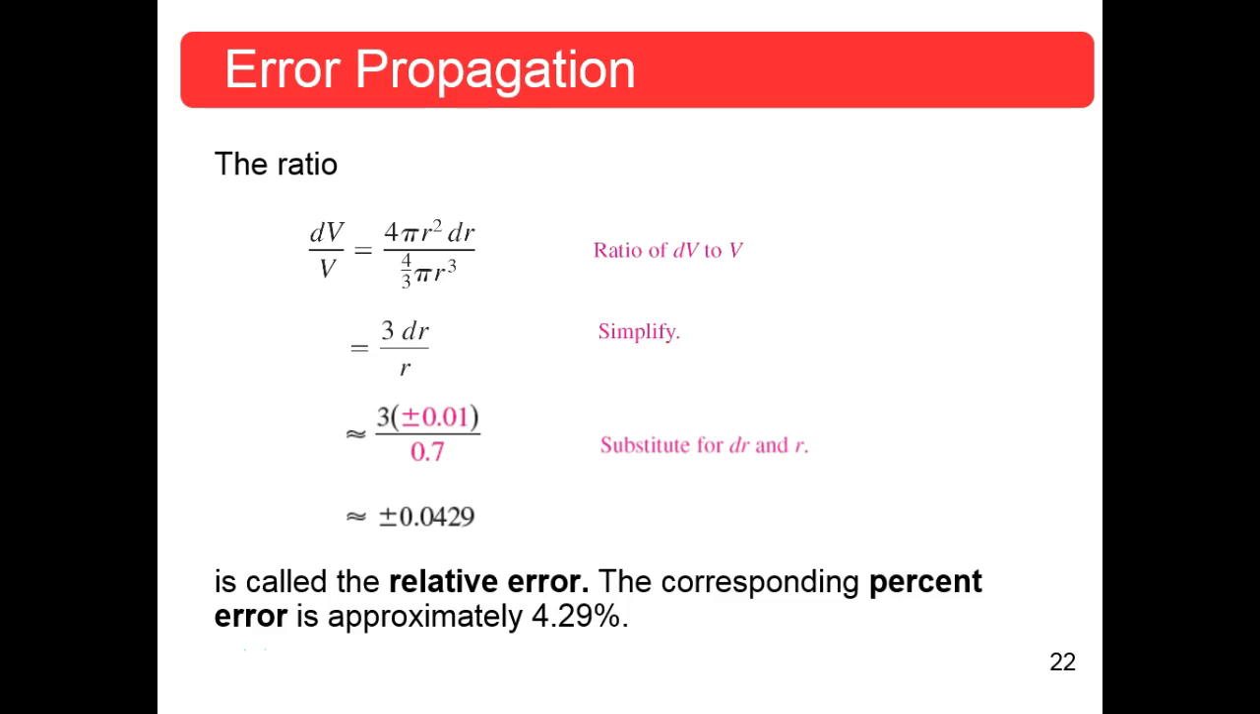That would be 4 pi r squared dr divided by 4/3 pi r cubed. If you did that, the 4's cancel out, the pi's cancel out, and 2 of the r's cancel out, and you have a ratio of 3/r. Yuck, that's ugly.